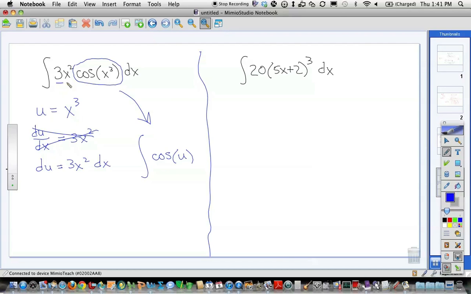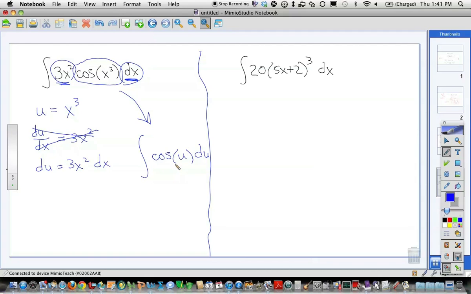Okay, what about this stuff that's left? The 3x squared and the dx. 3x squared dx is equal to du. So what I've done is I have accounted for everything, and that's very important when I do substitution. Everything that was in the original has to get transferred, substituted into my new one. Everything has been accounted for.